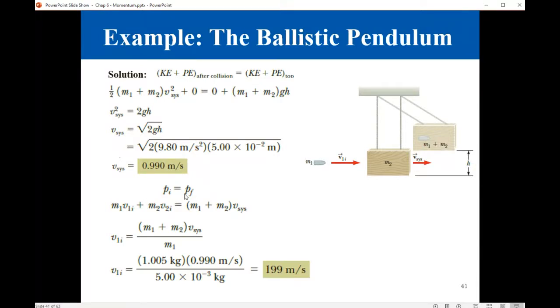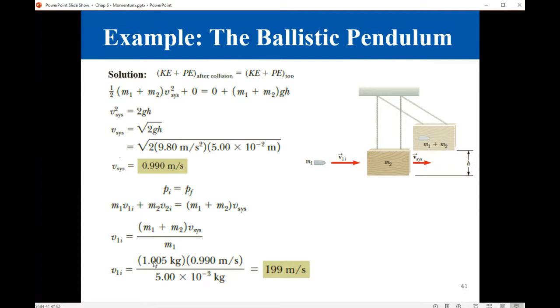Then from the conservation of momentum, we know that initial momentum equals final momentum. Initial momentum, we have m1 v1 initial. The block was at rest initially, so it doesn't have momentum. After collision, we have m1 plus m2 moving with the velocity of the system. So now we can solve for v1 because v2 initial is 0. This equation eventually is m1 v1 initial equals (m1 plus m2) v system. So you can solve for v1 initial. It is (m1 plus m2) v system divided by m1.